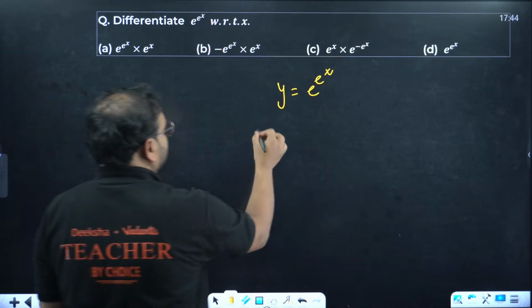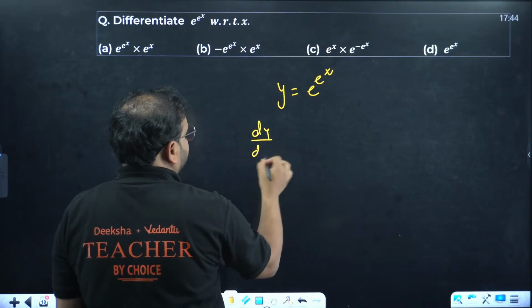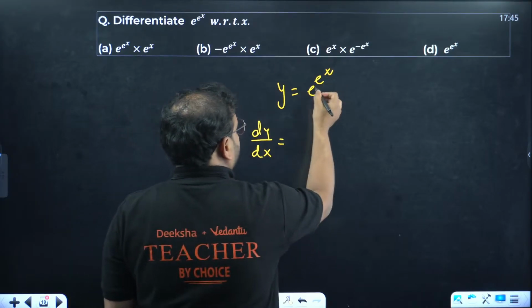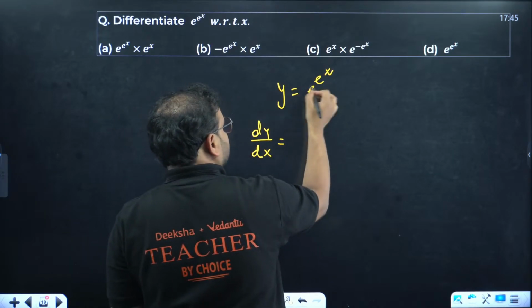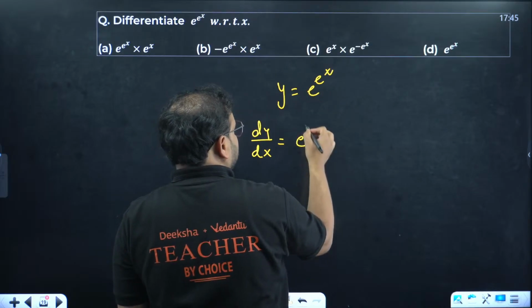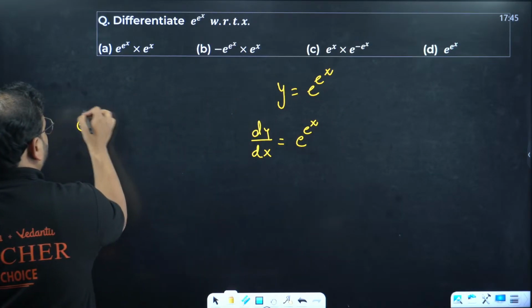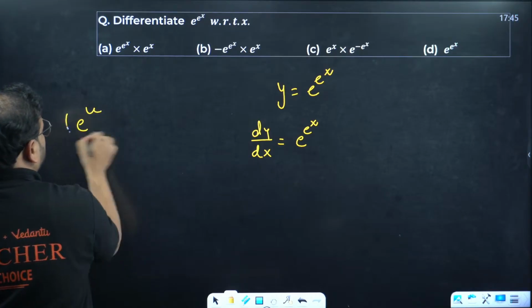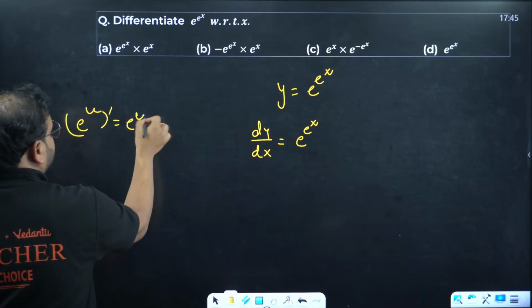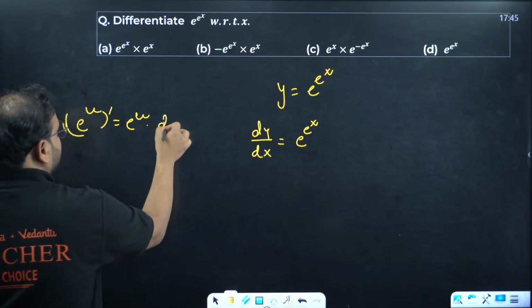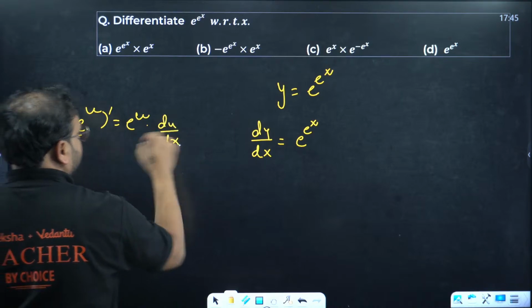So we'll do what? Differentiate it. We'll start from this function first. Okay, that'll remain as it is. If you take basically the function over here as u, the derivative of this is what? Same, e power u. Then you have to differentiate this also, du by dx.